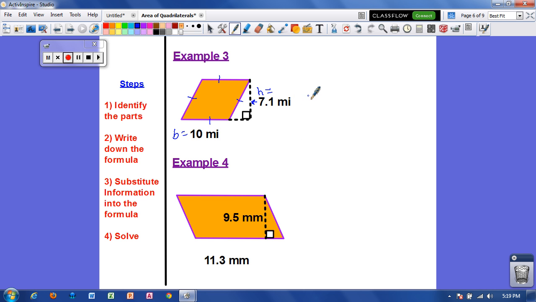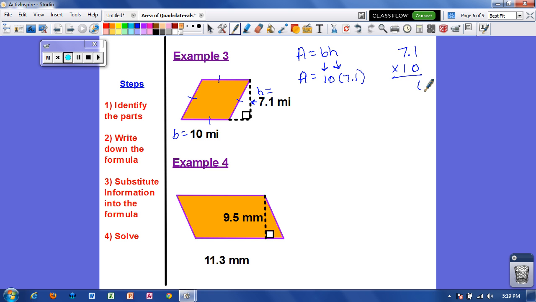So now that I've identified the parts, I just want to write the formula. Area equals base times height. So area equals a base of 10 times a height of 7.1. So now I'm just going to come over here and multiply that out. So I have 7.1 times 10.